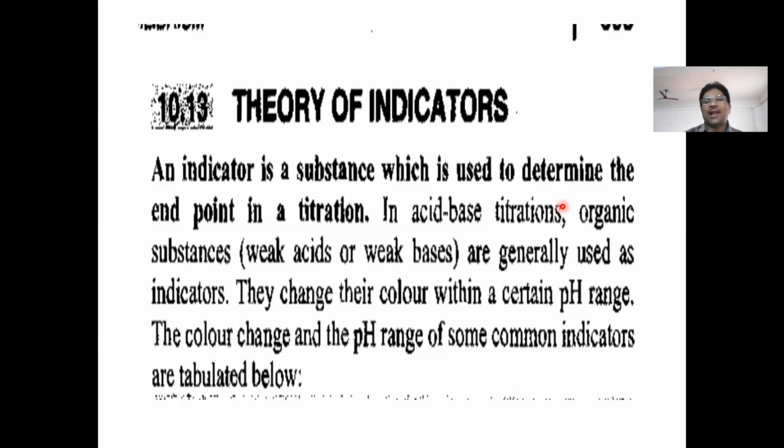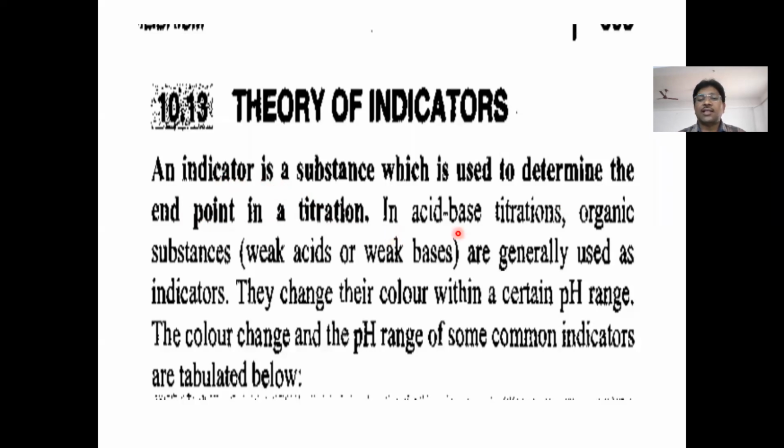When we go on adding base to the acid, at one point the neutralization process takes place. Neutralization of the given acid will occur by adding a certain quantity of base. That point where the acid-base neutralization is completed is called the end point. And titration between acid and base is called acid-base titration. So to determine the end point of a titration between acid and base, we use a substance called an indicator.